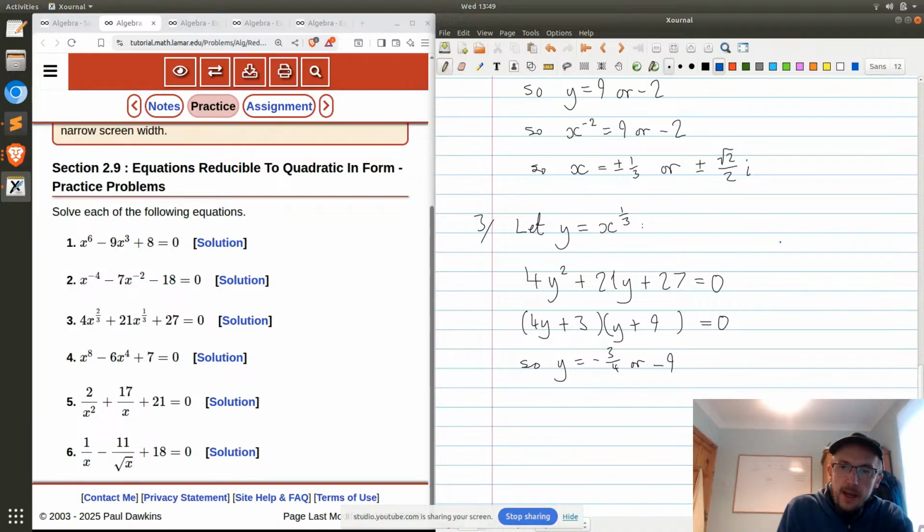Now, did you forget about x to the 1/3? I did not. That is either this or this. Okay, so the cube root of something is negative 9. What is that something? The answer is negative 729. And the cube root of something is negative 3/4. What is that something? Negative 27 over 64.